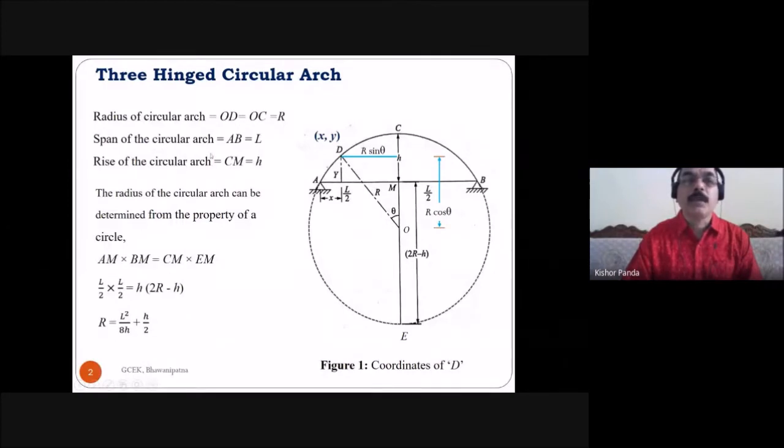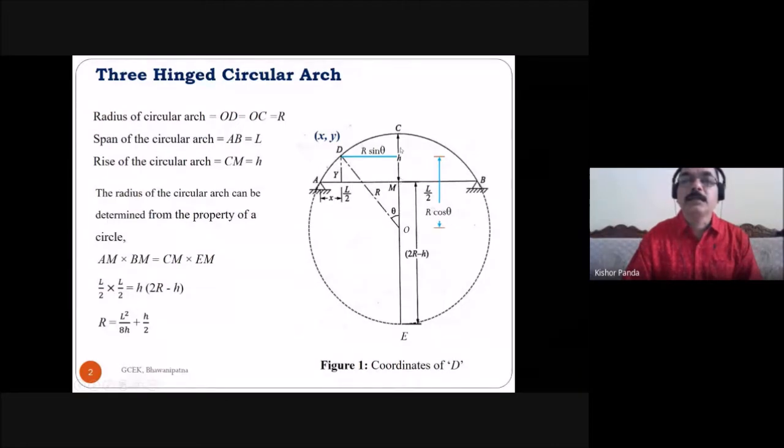And the span of the circular arch AB is equal to L. This is a hinge support at A and this is another hinge support at B, and this is the circular arch. The AB length is equal to L, and this is the rise of the circular arch. CM is the rise of the three-hinged circular arch, and this height is equal to H. Then AM length is L by 2 and BM length is L by 2.